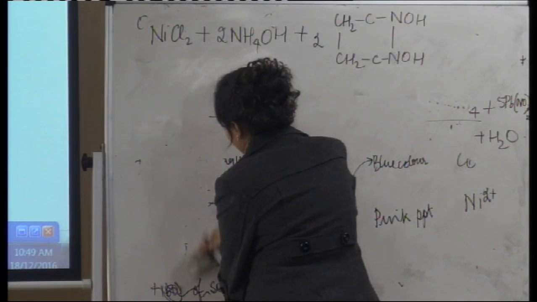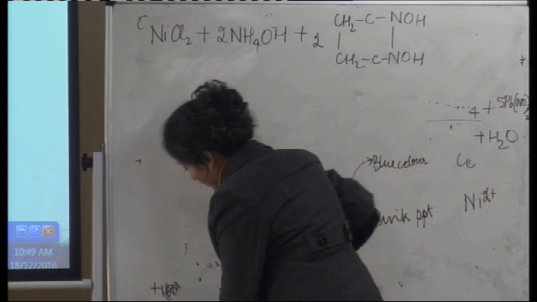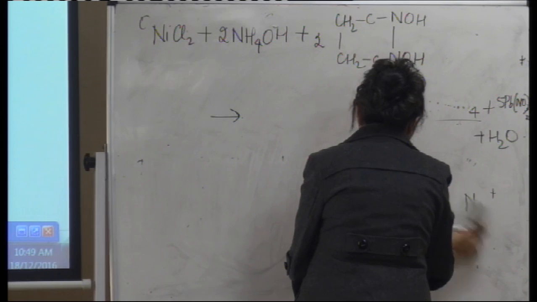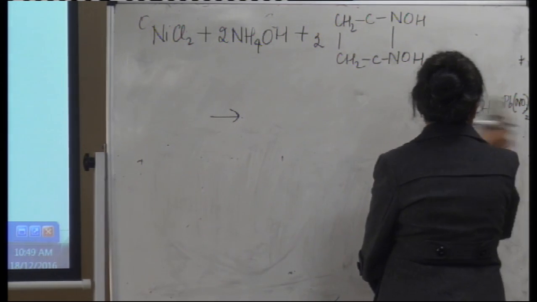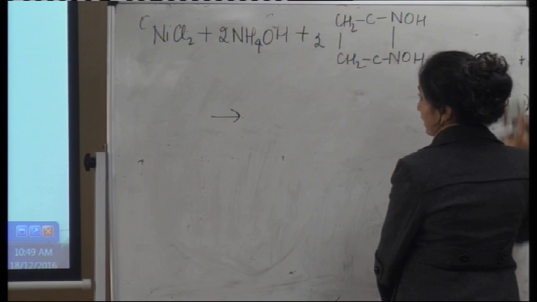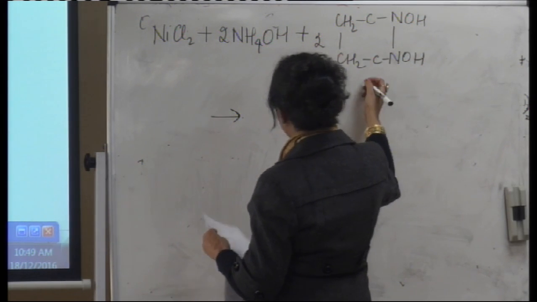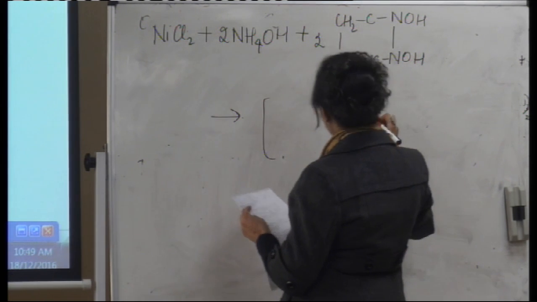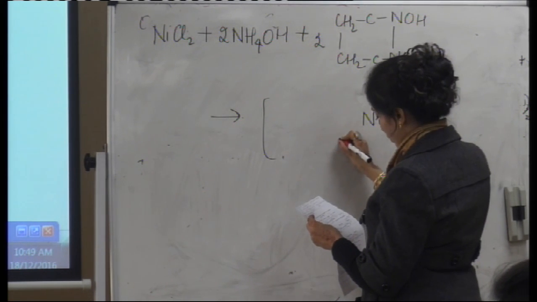So this complex is the examiner's favorite. You get a nickel DMG complex which is pink in color, and you will find your DMG reagent kept on the side shelf in your labs if you go. So what have we done? We've taken nickel chloride, we've added ammonium hydroxide to it, and this is our DMG. And when we add it, what we get is a complex in which nickel is the central atom.